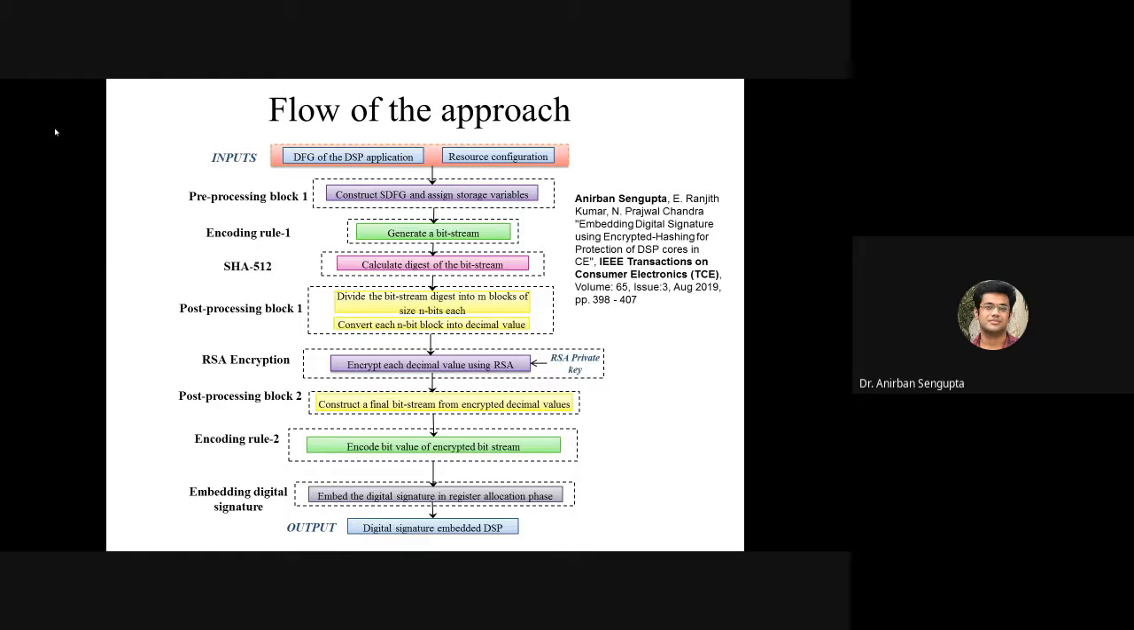Once we have the decimal value, we employ RSA encryption on that using the RSA private key. And finally, we construct a bit stream from the encrypted decimal value post concatenation. Once the concatenated value is arrived at, we encode the bit values of the encrypted bit stream to finally produce an embedded digital signature in the register allocation phase, which is useful for embedding the secret security constraints into the design of the DSP. And finally, we have the digital signature embedded DSP processor.